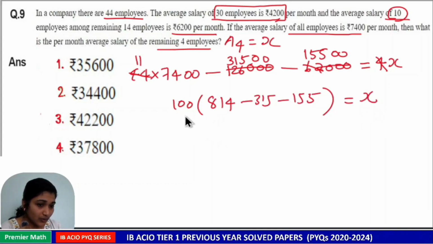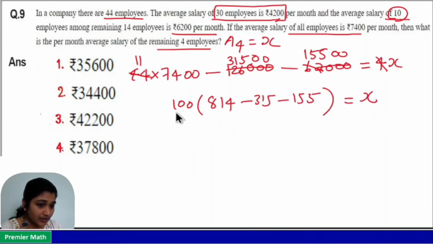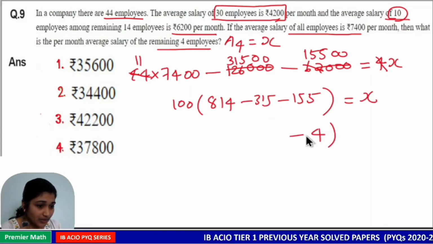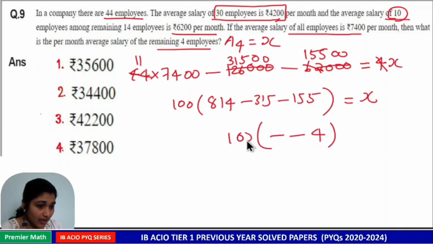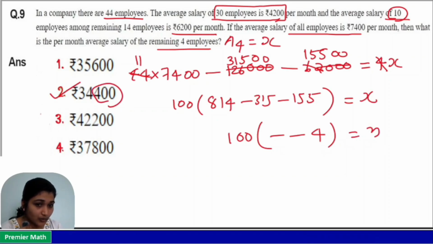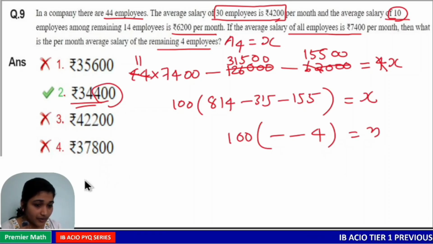Now just look at the third digit. Here 2 zeros are there. The third digit is equal to 4 minus 5, which means 14 minus 5 is equal to 9. 9 minus 5 is equal to 4. Which means here the last 3 digits are 400. So here our answer is option 2. No need to find the full answer. Just take the last 3 digits. The last 3 digits are different in all options.